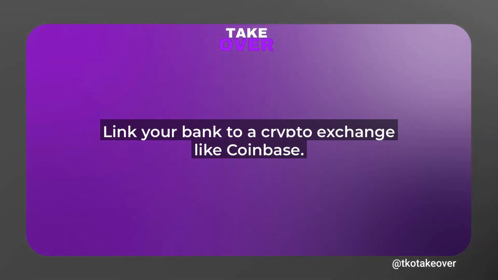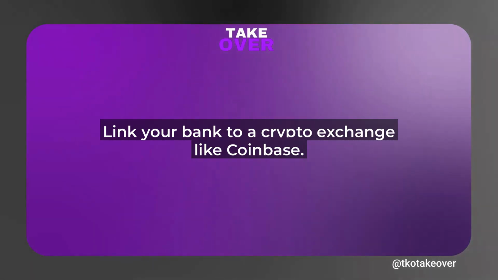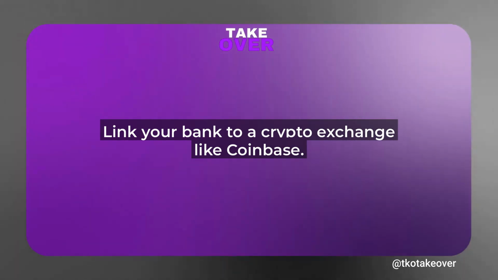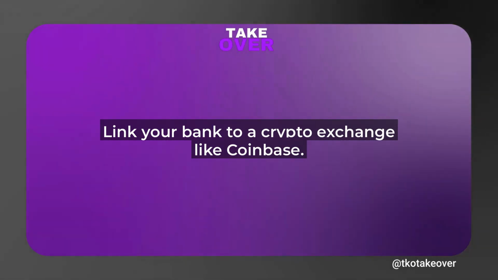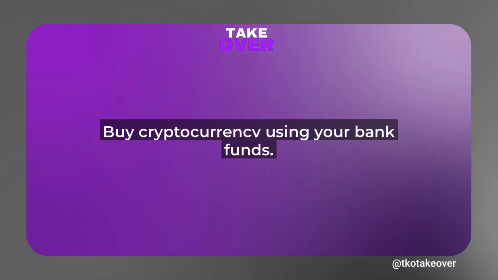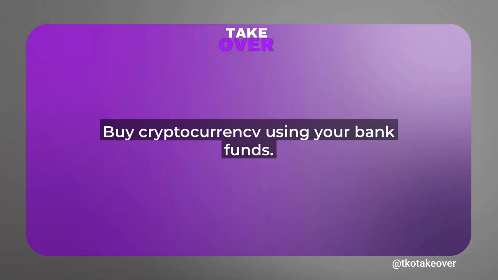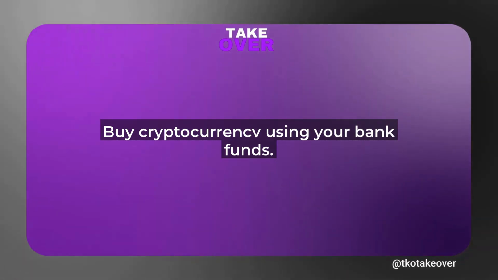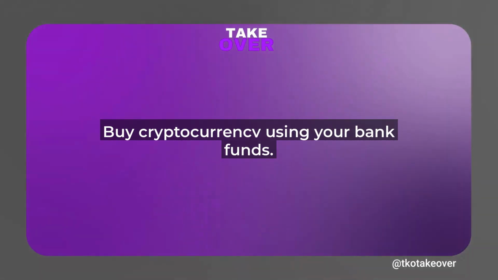Step 2. Since you can't directly transfer fiat money, like USD, from your bank to Trust Wallet, you'll need to use a bridge like a crypto exchange or a payment app. For example, use apps like PayPal, Revolut, or directly through your bank's app if they support crypto purchases. Head to a reputable exchange like Coinbase or Binance, link your bank account, and buy the cryptocurrency you want.